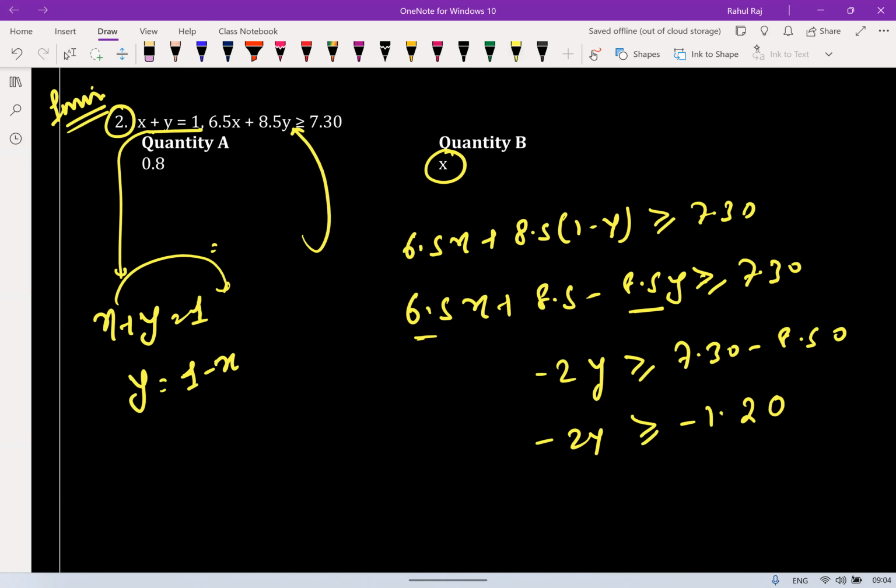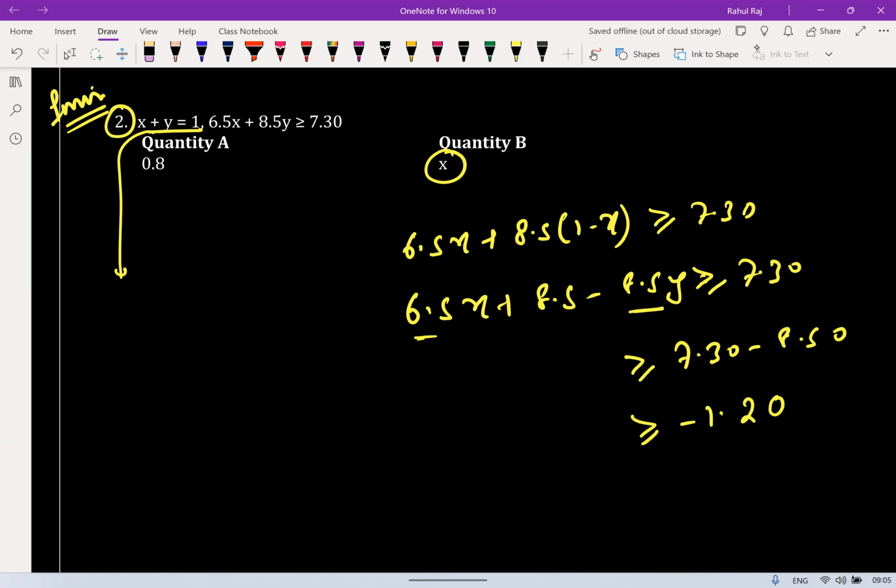Sorry, I'm so sorry. So I've replaced it with minus. The entire thing is gone again. This I've already done. So it becomes 6.5x plus 8.5 minus 8.5x. Okay, 8.5x minus 2.5x is how much? Minus 2x? Oh yeah, it's minus 2x. Sorry, I wrote minus 2.5, no, it's minus 2x. So minus 2x is greater than negative 1.20?